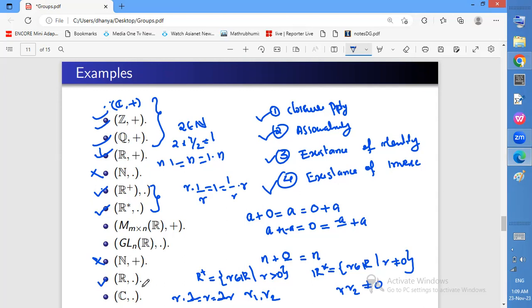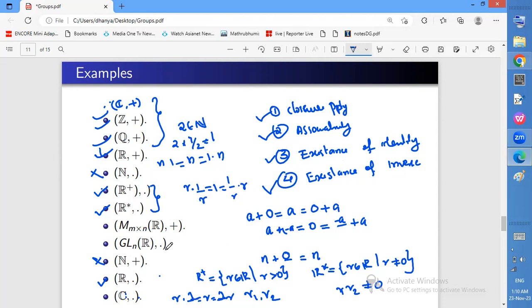Now, what about R under multiplication? I'm taking these two examples together. Multiplication is a binary operation on R as well as on C. Clearly, they are associative. Also, 1 is an element of R as well as C, which acts as the identity element for the operation multiplication. So we remain with the fourth condition.